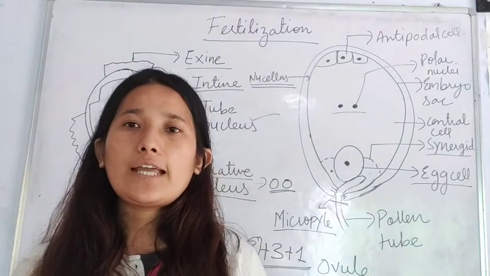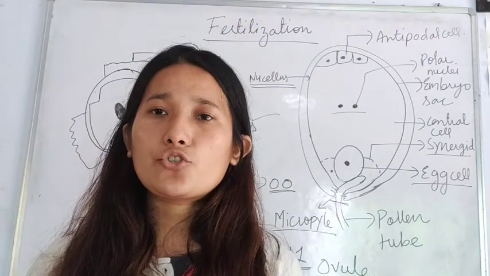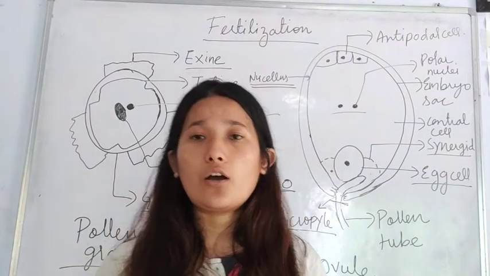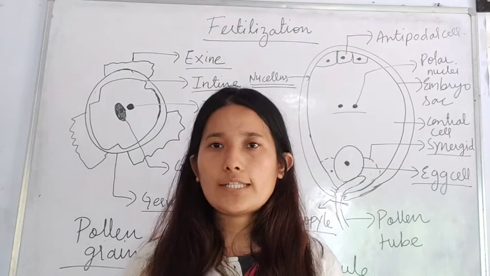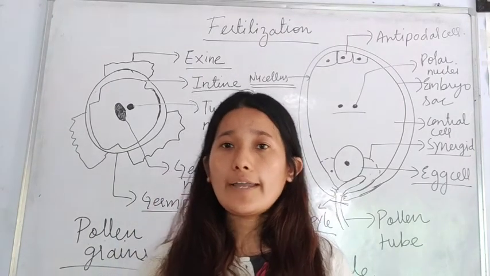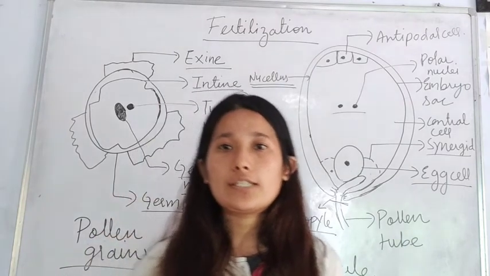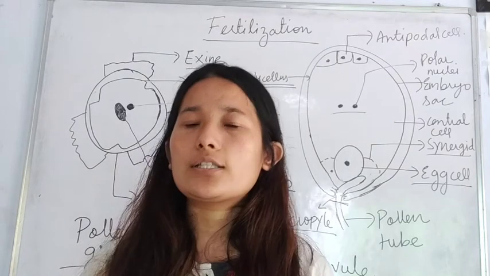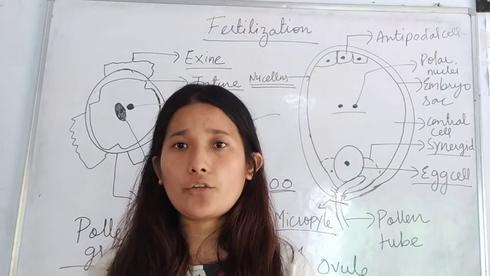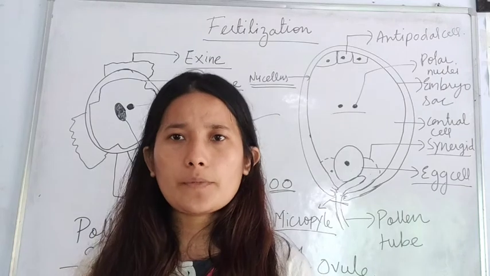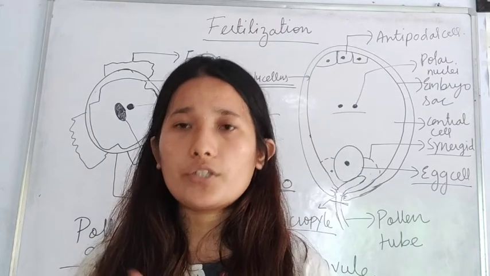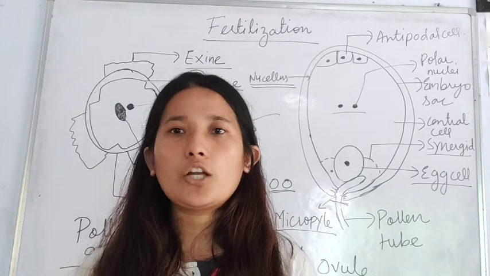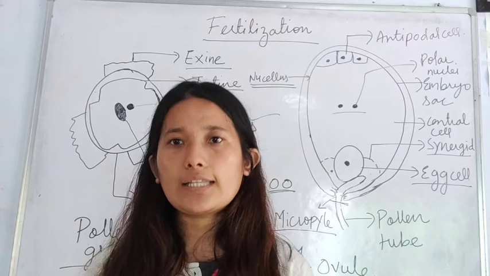Now, before fertilization, what has to occur? Your pollen grain has to come and stick to the stigma of a flower. Stigma is the female part of a flower, right? The pollen grain of the same species has to go and stick to the stigma of the same species of plant. If a pollen grain of a different species sticks to the stigma of a different plant, then the pollen grain is not going to form a pollen tube and undergo fertilization. It's going to disintegrate there and then.